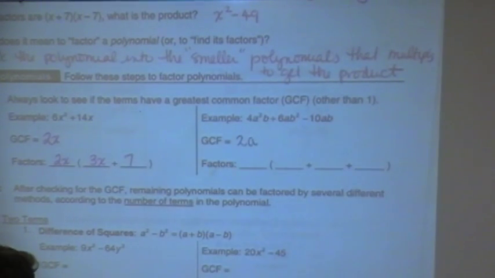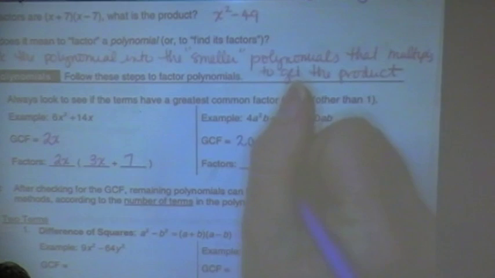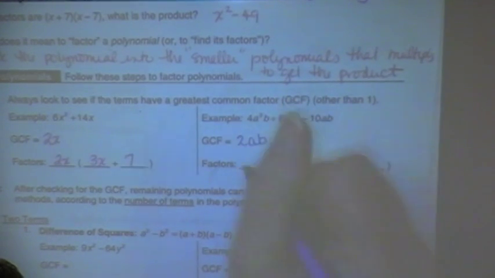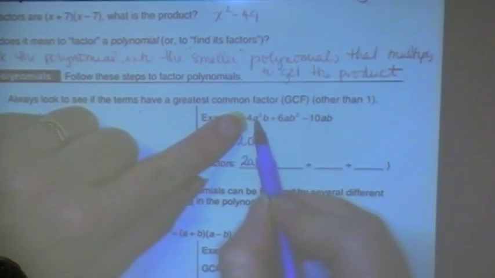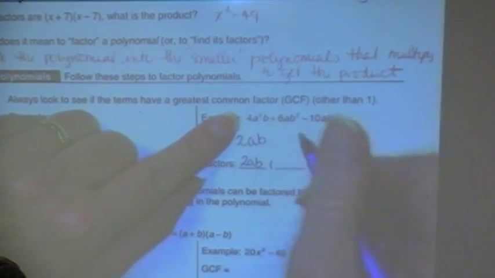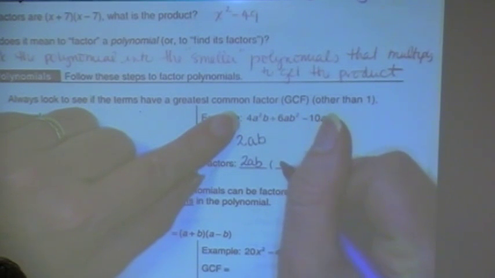What about a B? Do they all have a B? Yes. The biggest number you can take out? Just 1. So that's my GCF, 2AB. And now it's dividing. 4A squared B divided by 2AB would be 4A. No, 2A. 2A, I said.